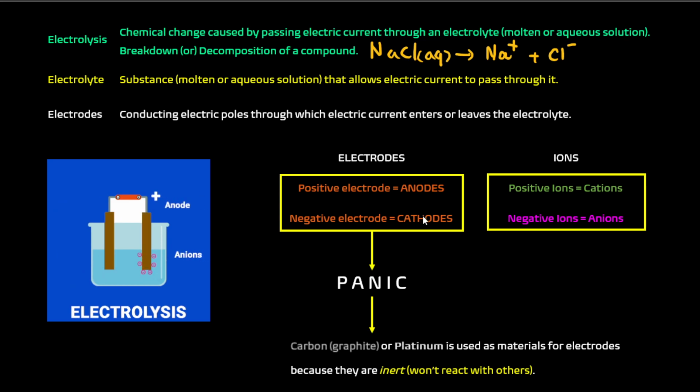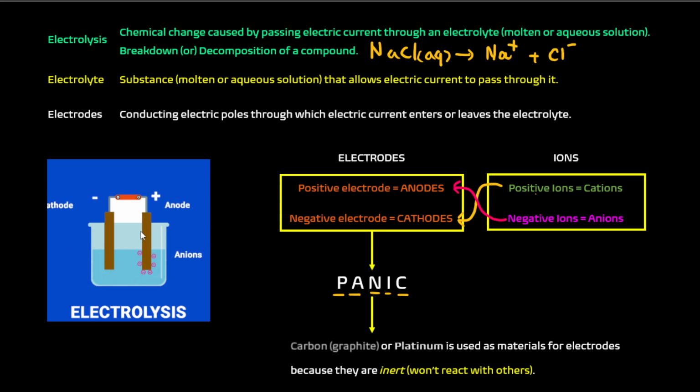A good way to remember them is by learning PANIC: Positive is Anode and Negative Is Cathode. Do not confuse with ions. Positive ions are called cations and negative ions are called anions. And the positive ions, cations, will always be attracted to the cathode, the negative electrode, in an electrolysis, and the negative ions, anions, will always be attracted to the positive electrode, the anode, in an electrolysis.